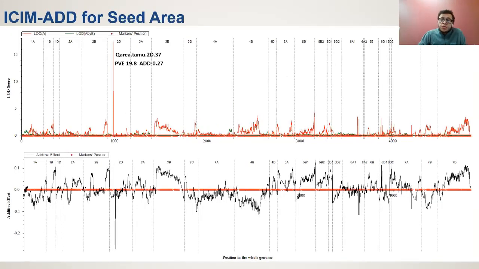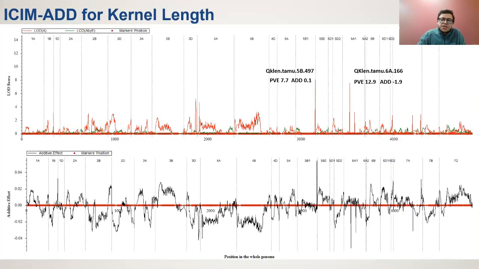We have many QTL also for seed area, kernel length, kernel width, and perimeter, but I will give just one example for each of them. For here, our QTL is on 2D, and the PVE value is 19.8. The additive is very low. And another one is kernel length. Our major QTL is on the 5B. It explained 7.7 PVE, and the additive effect is also low.